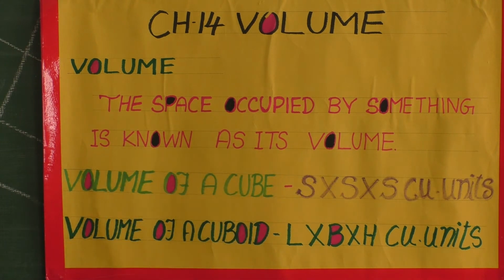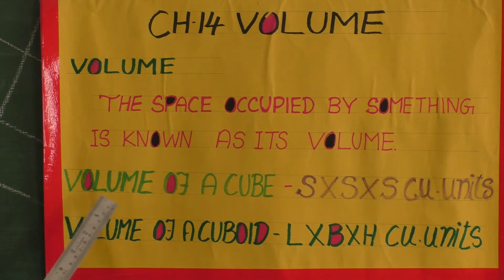Suppose you have one half-liter water bottle. The space occupied by something, that means the space occupied by water, is known as the volume of the bottle. Do you understand? Suppose you have a snacks box, the space occupied by the snacks is known as the volume of the snacks box.